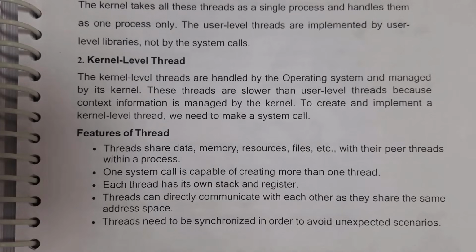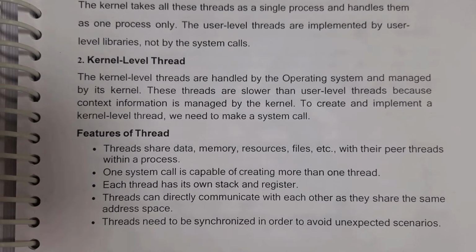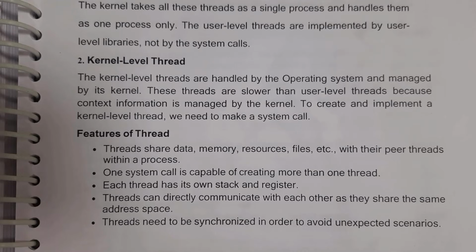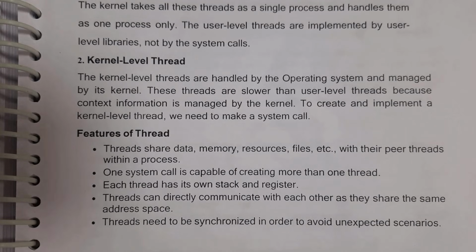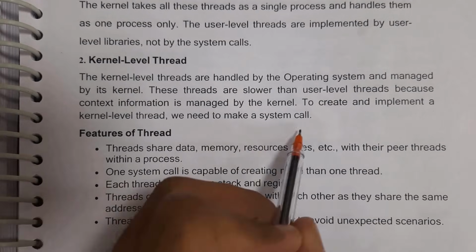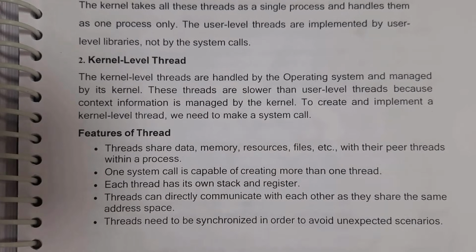The kernel level threads are handled by the operating system and managed by its kernel. When compared to user level threads, kernel level threads are slower. These kernel level threads are slower because they manage context information. And to create and implement a kernel level thread, we need to make a system call. These are 2 types of threads.